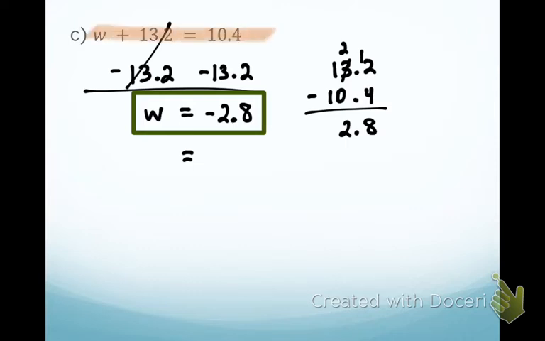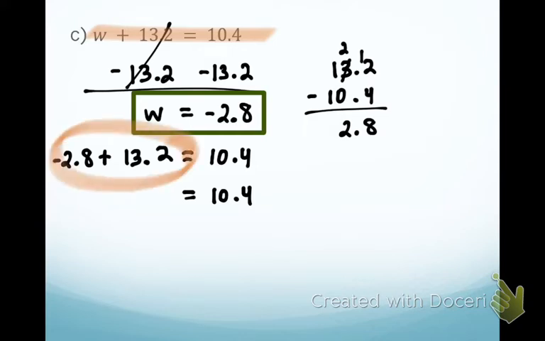All right, let's check it out. Remember, instead of what it says originally there, which is W plus 13.2 equals 10.4, we are going to replace this W with what? Negative 2.8, our answer. Okay, so we're going to drop down the equal sign. On the right-hand side, we know it's 10.4, but now I've got to do this work over here.